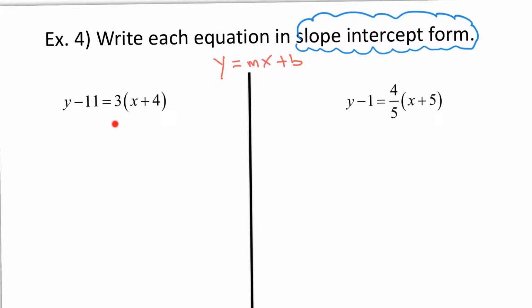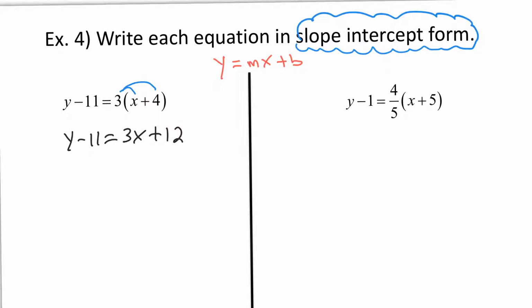This is actually point slope because we have a y minus a number, or you can have a plus 2, equals 3 times the quantity of x plus a number. So you guys need to simplify and get y by itself. So I'm going to do just that right now. I'm going to distribute the 3. I'm going to multiply right here. So I'm going to have y minus 11 equals 3x plus 12.